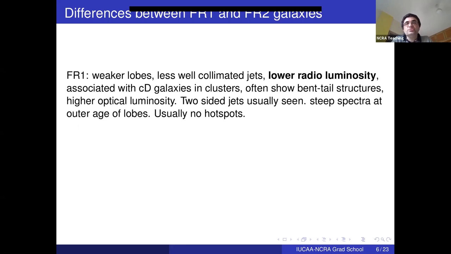Two-sided jets are usually seen in FR1 galaxies. They show steep spectra at the outer edge of the lobes, and there are usually no hotspots. So how does a spectrum indicate, at least roughly, the age of the plasma?